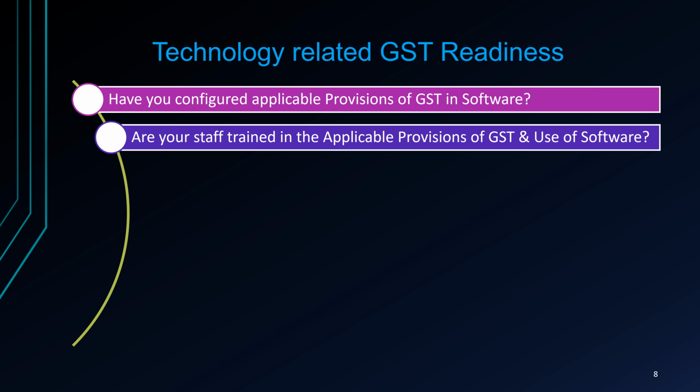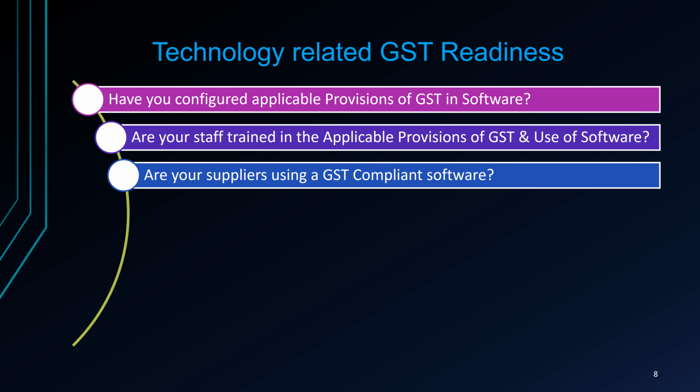The second thing, is the staff trained on the various applicable provisions of the GST? And in the new system there are software changes, the usage of the new software; has the staff been trained? Are the suppliers whom you are dealing with using GST compliant software? I know in GST the vendor has a crucial role to play. If the vendor is not compliant, the cost of procurement is going to go up very high. So you better be careful.